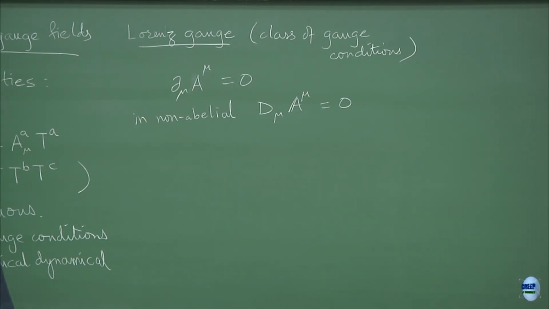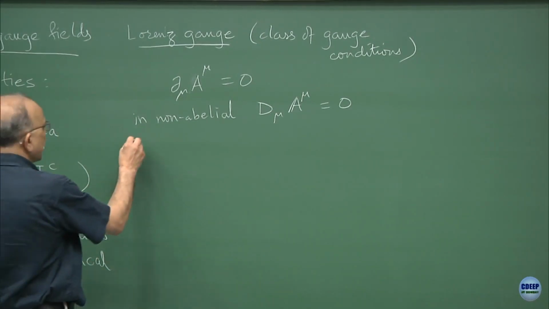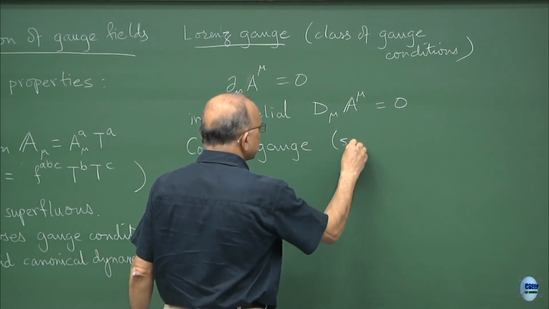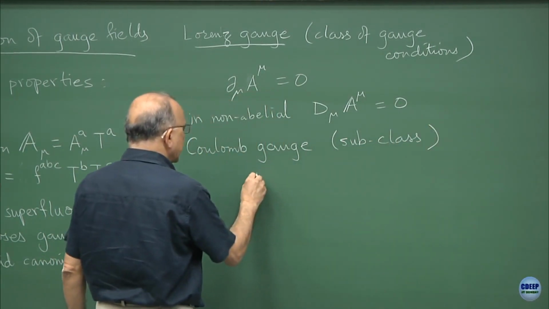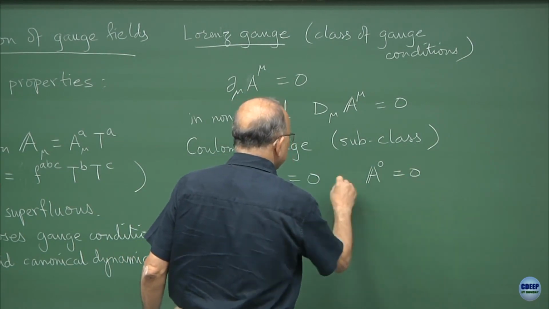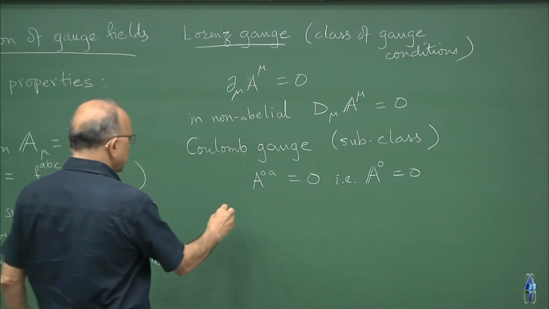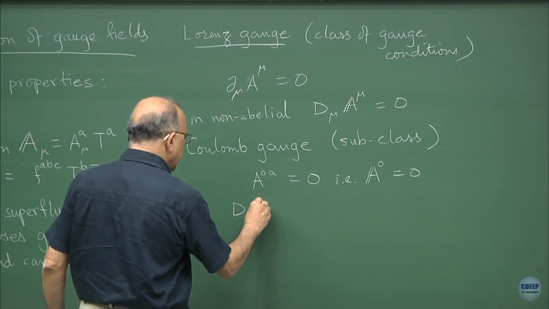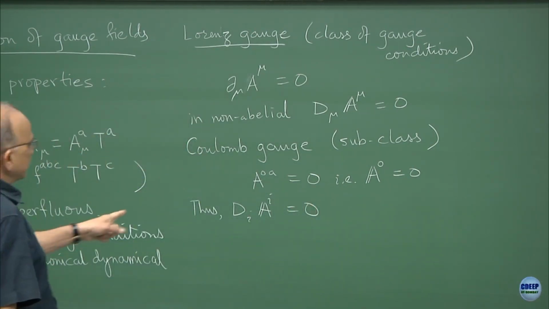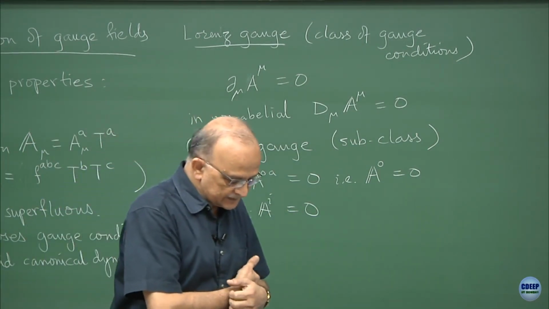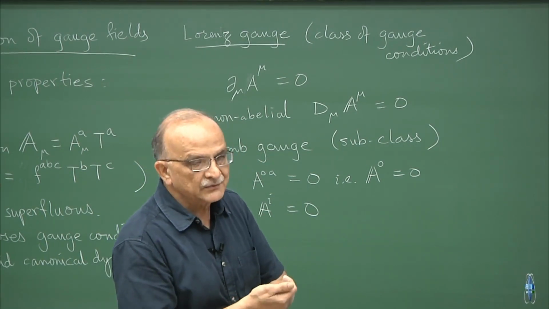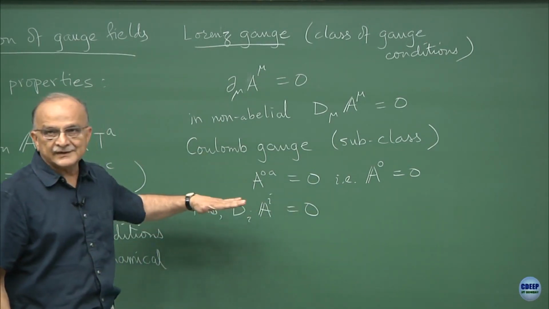And within it, one further puts the restriction that A0 are equal to 0. So, the Coulomb gauge, which is a subclass, further imposes that A0A are all equal to 0, equivalently A0 equal to 0, which leaves behind d i of A i equal to 0. Now this we can see is essentially a space derivative. There is no time involved, except that it is a differential condition. It involves derivatives of fields. They are only space derivatives. So it is at a particular time.